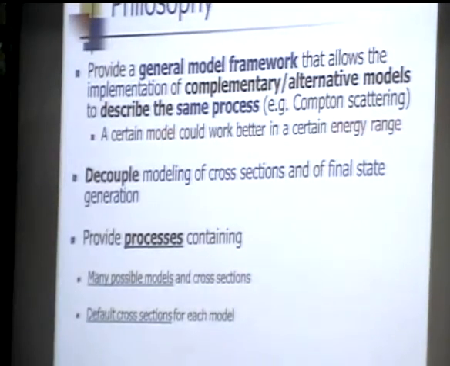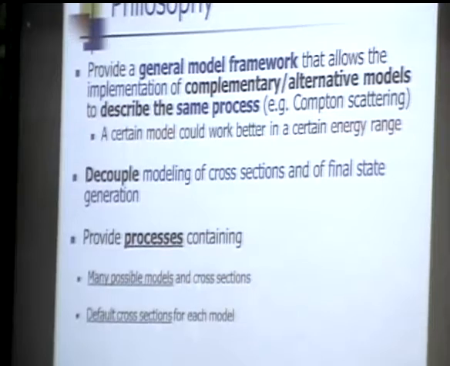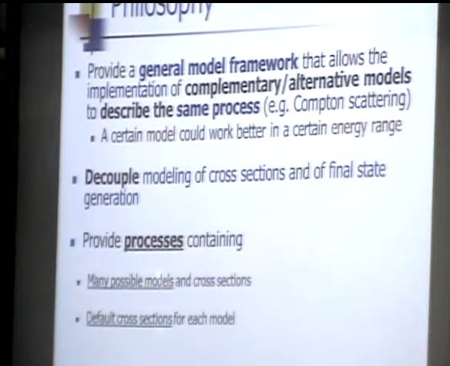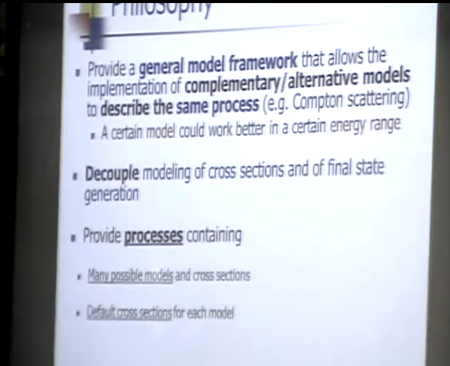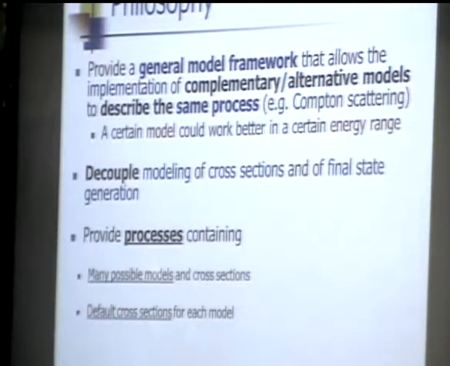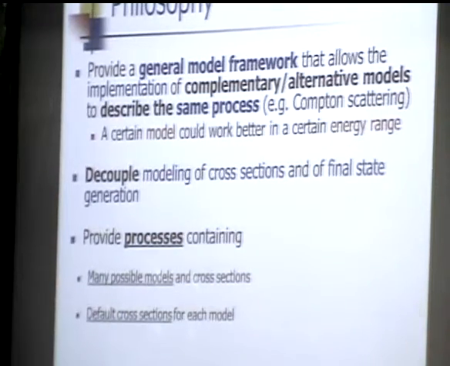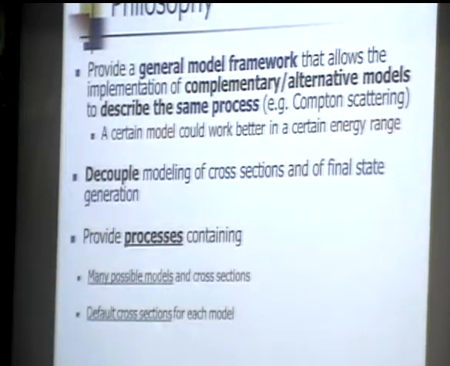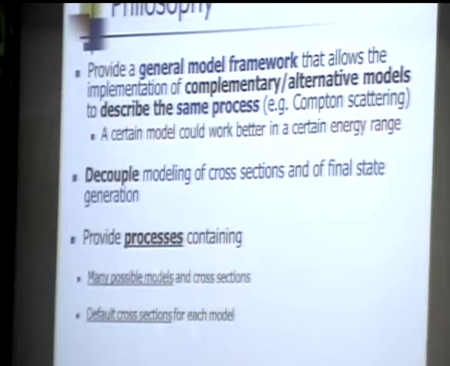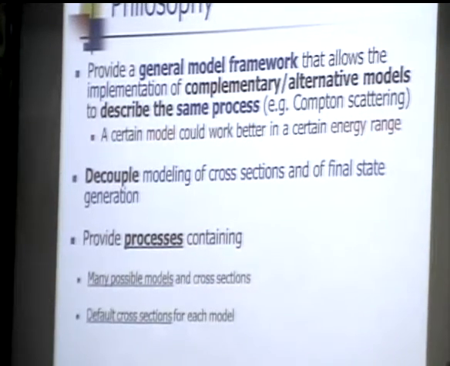Another thing which is important in the philosophy of Geant 4 is that you decouple the cross section, which means how far a particle travels, so the sampling of the step S, if you remember my first lecture. This is driven by the cross-section, and the generation of the final state, which is what happens when you really have this interaction. So the cross-section is where, and the final state generation is what happens actually.